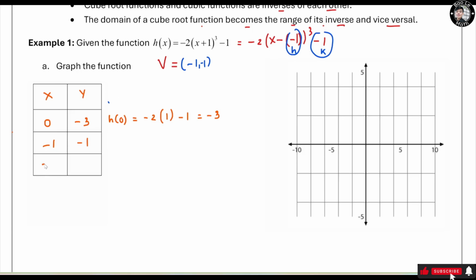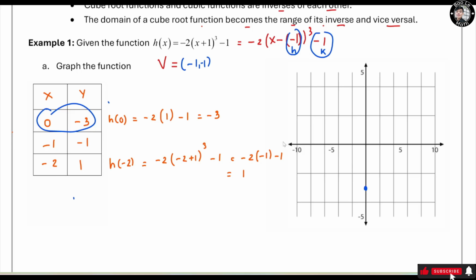Now s equals -2, right? Substitute over here, we have h of -2 is going to be -2 times (-2 plus 1) cubed minus 1, right? So it could be -2 times -1 cubed, which is -1, minus 1, right? Now simplify, it's going to be 2 minus 1, which is 1, right? S equals 0, y equals -3. This one is the y-intercept, which is right here.